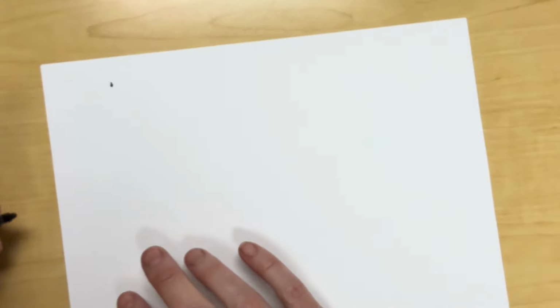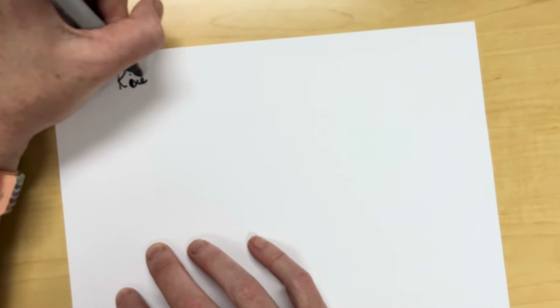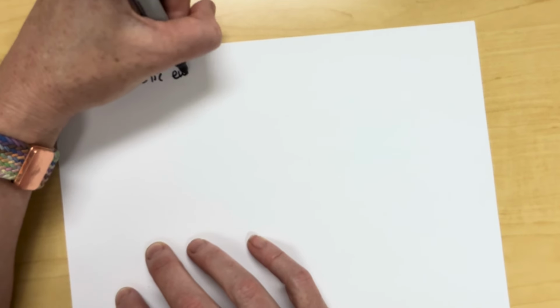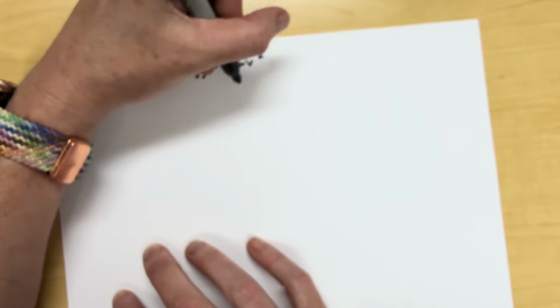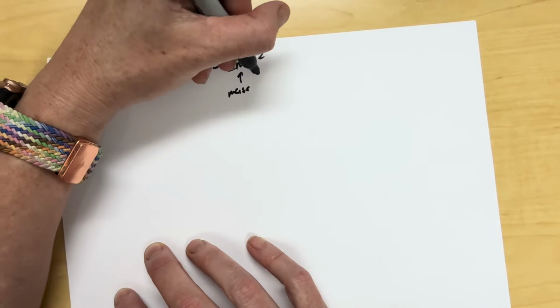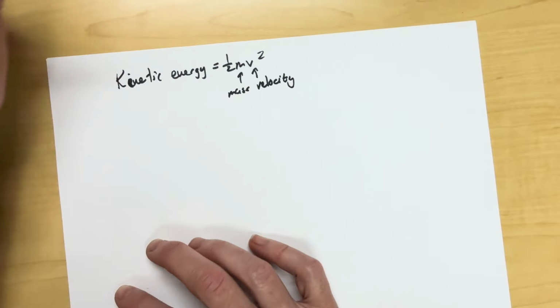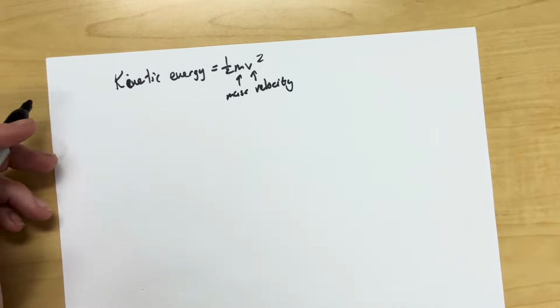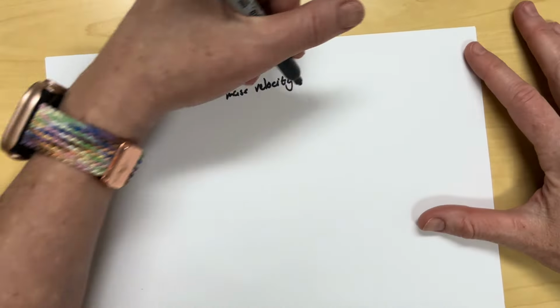That's because kinetic energy is based on mass and velocity. So the amount of energy that an object has is based on how heavy it is and essentially how fast it's going. All right, then we have this other thing.